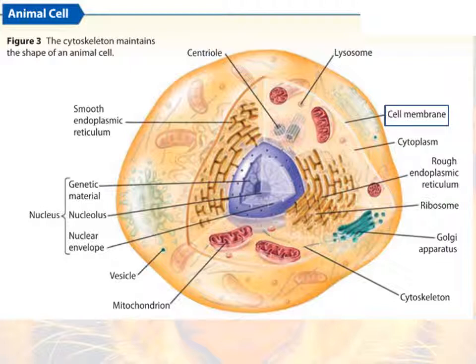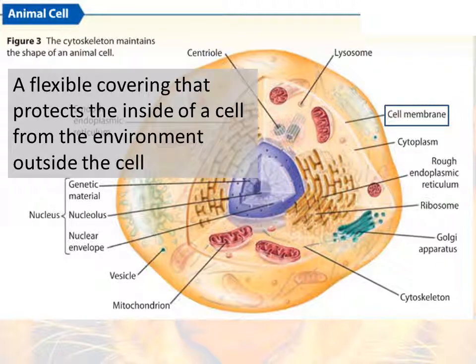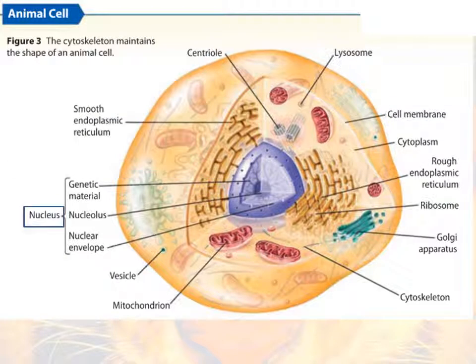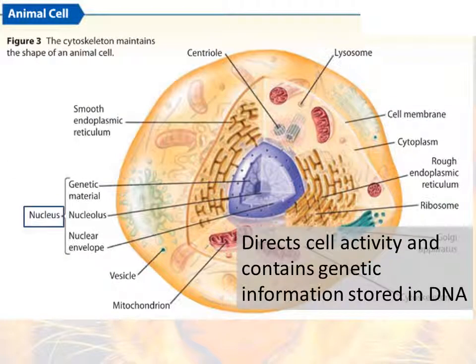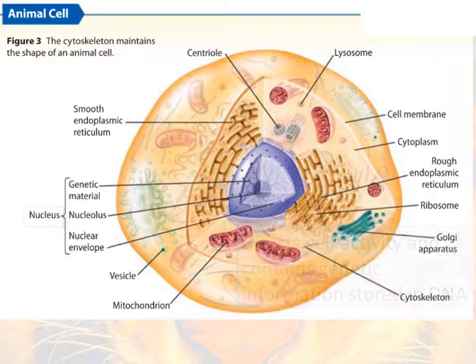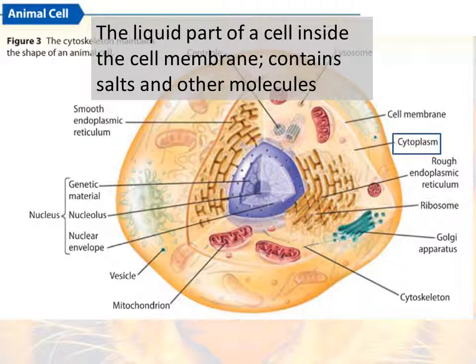So once again, here we have a cell membrane. Same thing. This is a flexible covering that protects the inside of a cell from the environment outside the cell. Next up, we have a nucleus. Just like in the plant cell, it directs cell activity and it contains genetic information that is stored in DNA. Cytoplasm. Once again, the liquid or jelly-like part of a cell inside the cell membrane, and that contains salts and other molecules.